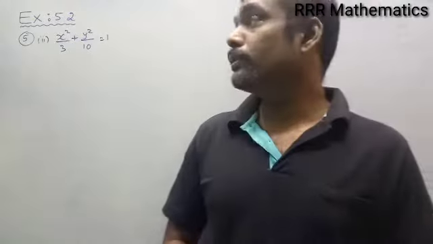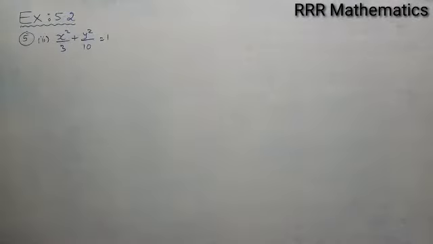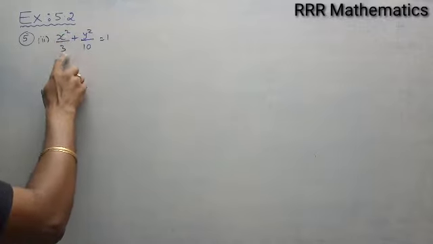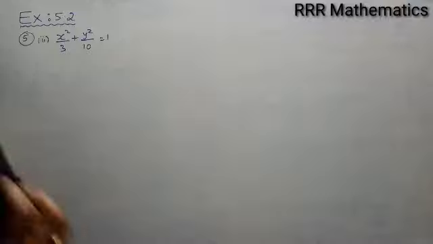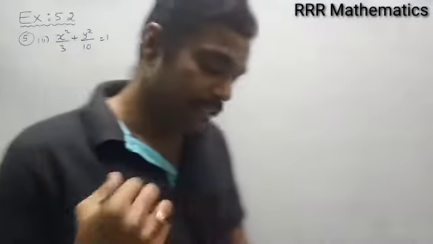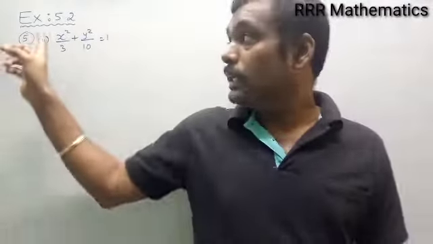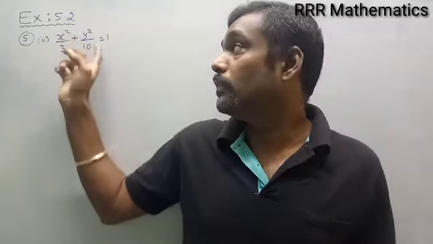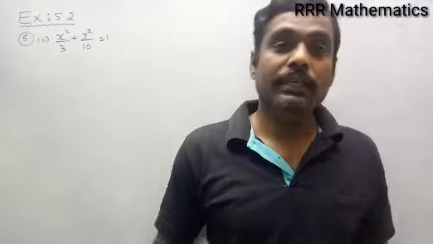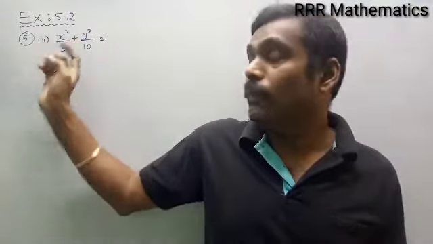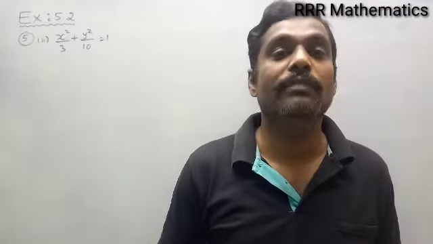Exercise 5.2, question number 5. We have x square by 3 plus y square by 10 equal to 1. This is an equation of an ellipse in the form x square by b square plus y square by a square equal to 1. How am I saying this is an equation of an ellipse? Because it has the structure x square by something plus y square by something equal to 1, with a plus in between. Suppose I have a minus, it would be an equation of a hyperbola.